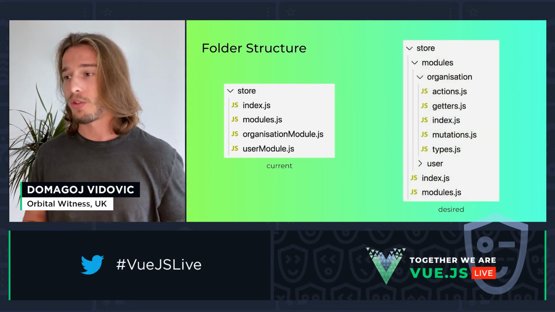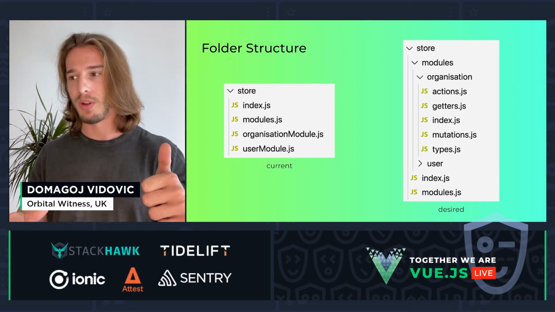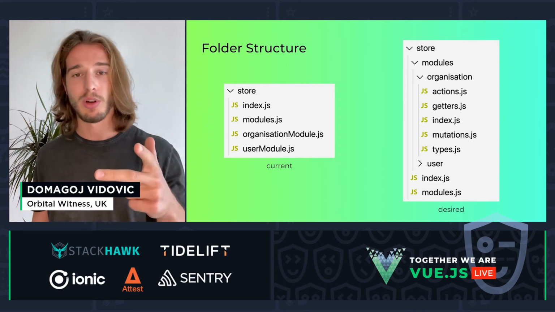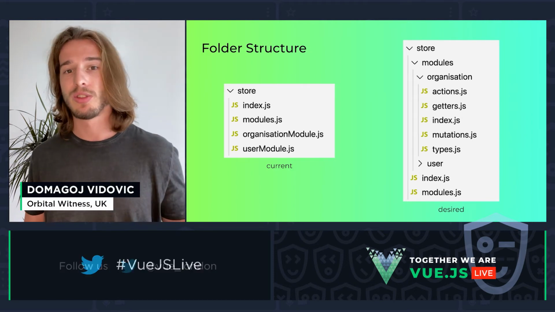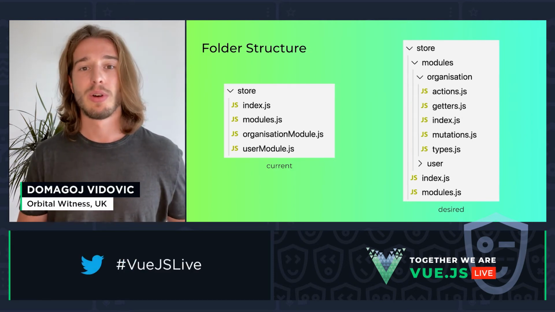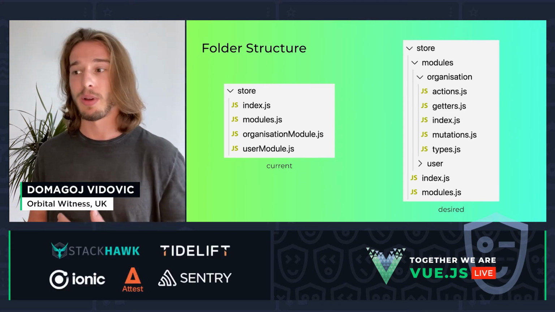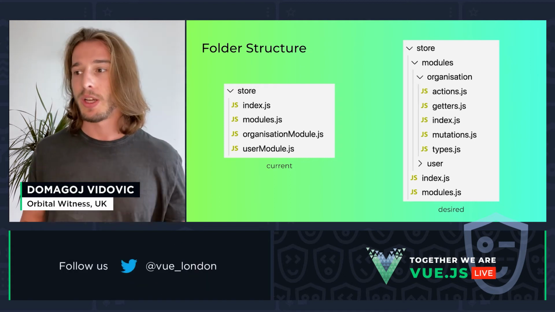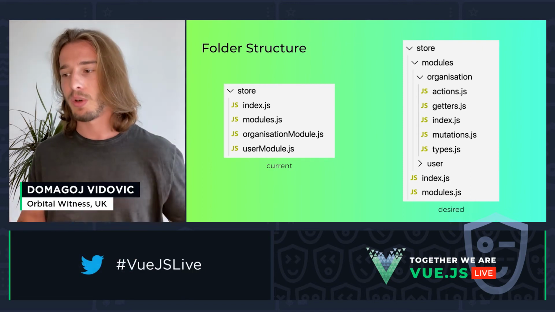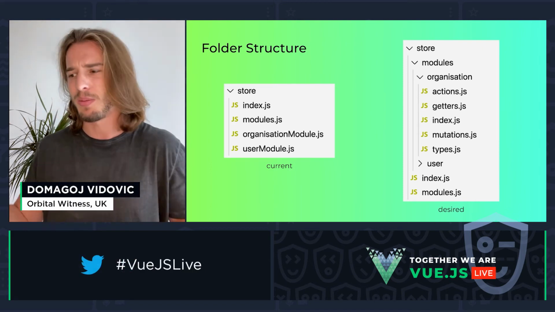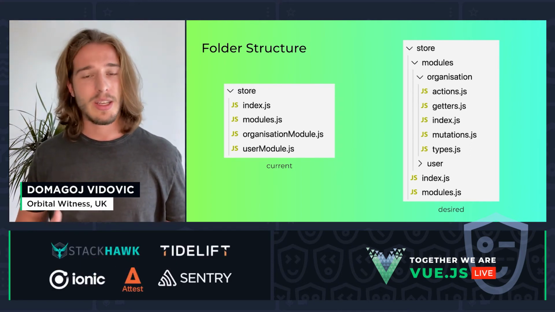This is our desired structure. Store is the same, so that root folder is at root, with index.js and modules.js inside, but right now we've added another folder called modules. And within that folder, we're going to have multiple folders with the separate modules. So right now we have organization and user. Within organization, we have actions, getters, index, mutations, and types. And within user, we have the same things. I just didn't want to expand it because it would look bad. Let's take a look now at the details of these files.